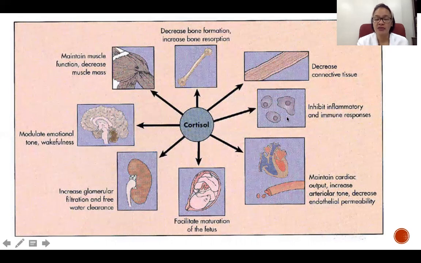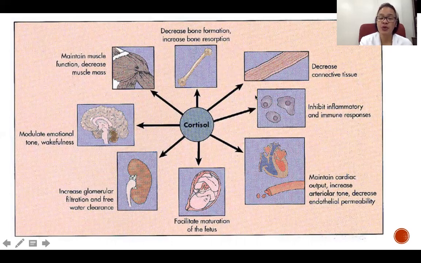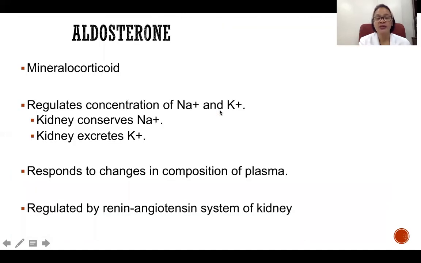There are a lot of functions for cortisol. Decreasing bone formation, increasing bone resorption. You have a decrease in connective tissue, inhibit inflammatory and immune responses, maintain cardiac output, facilitate maturation of the fetus, increase glomerular filtration and free water clearance, modulate emotional tone or wakefulness, maintain muscle function, and decrease muscle mass. Okay, so there are a lot of functions of your cortisol.